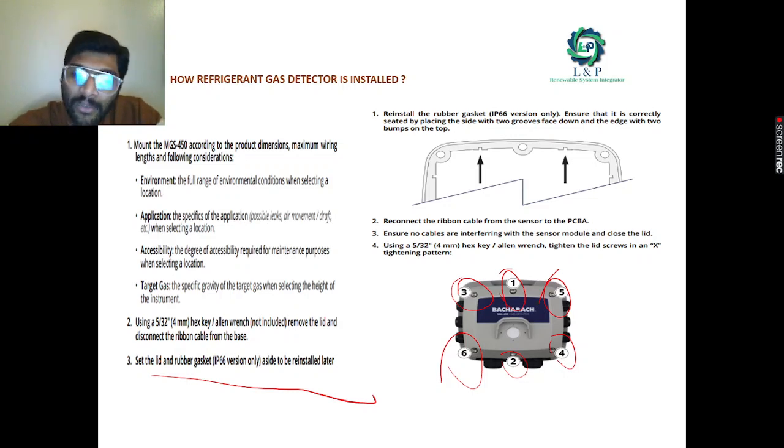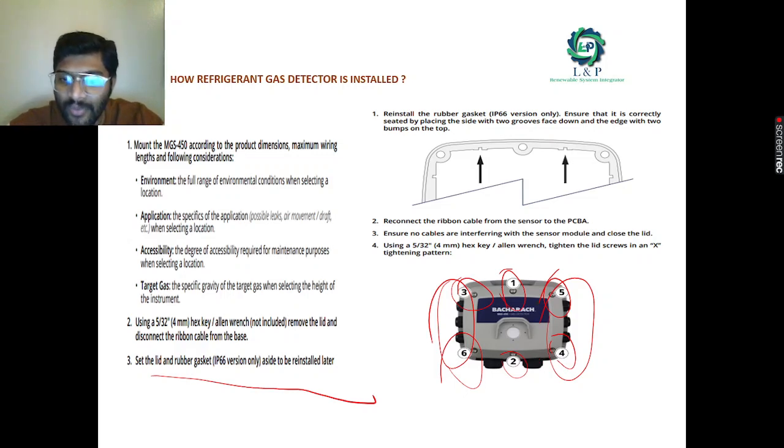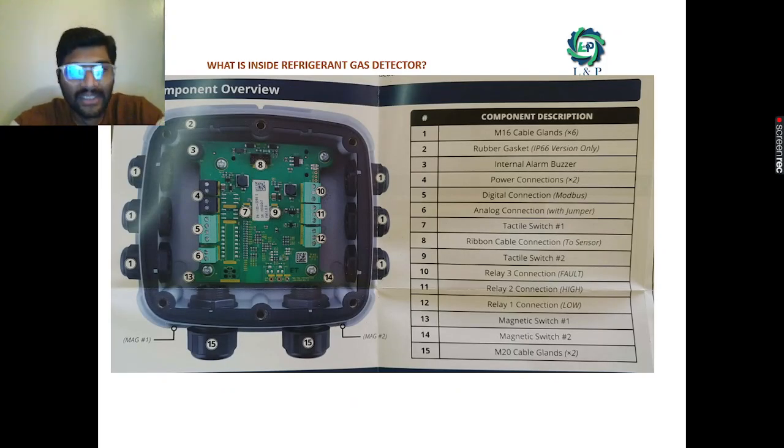Most importantly, we have glands for the cable entries, and for tightening purposes we can use the Allen key. As I told earlier, first let us try to know the component overview.